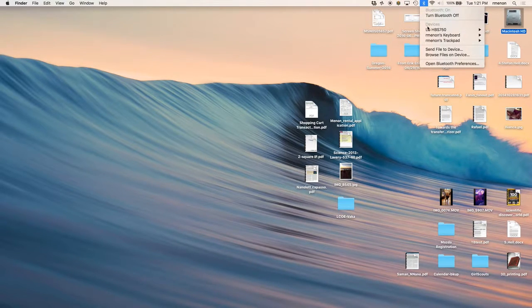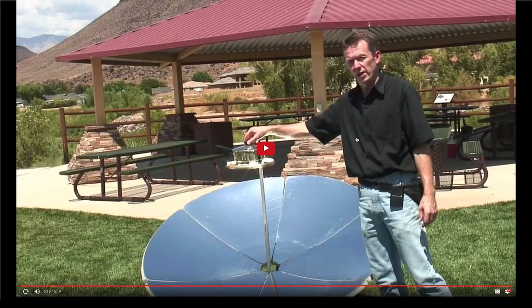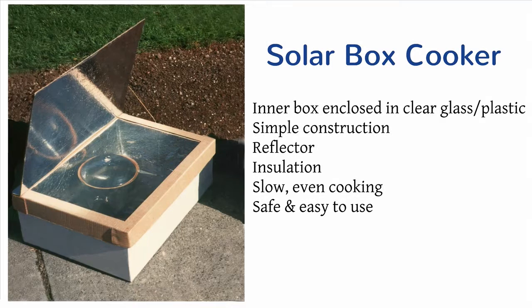So you have a flavor for three different kinds of cookers. They exist, and the key difference, as you can imagine, has to do with the optics, the way he had them set up. So let's talk about something extremely simple, a solar box cooker.